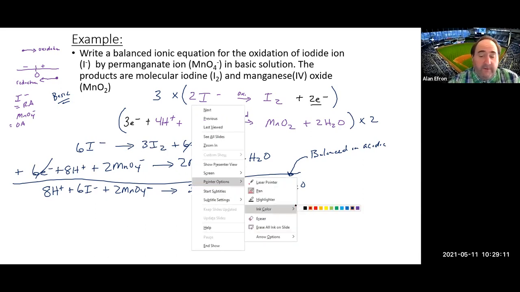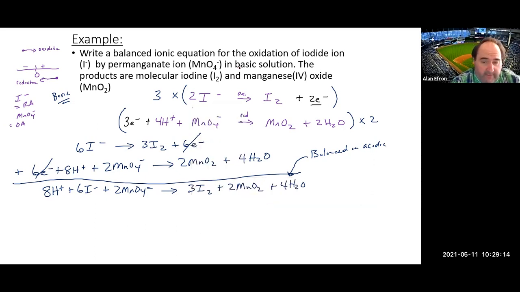Remember, we're not really going for acidic conditions here in this particular one. We are going for basic conditions. So this is the procedure you should follow for basic conditions as well. At this point, this is where we're going to add OH minus to both sides equal to the amount of H pluses. So in this case, that means we're going to add 8 OH minuses to the left and 8 OH minuses to the right. These two guys here will combine and make 8 waters, plus everything else here will remain the same.